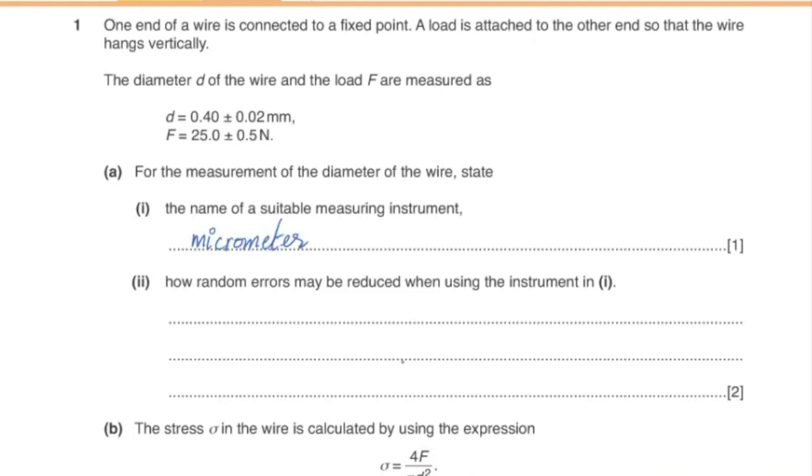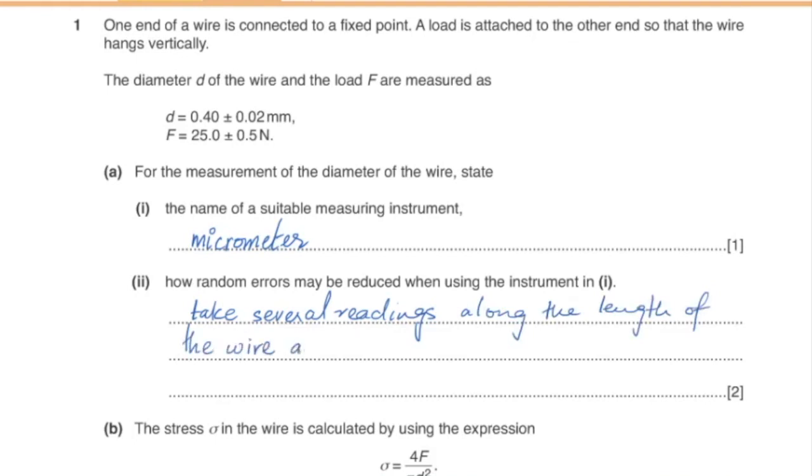Part 2, how random errors may be reduced when using the instrument in part 1. Okay, so zero error can't be in our answer since that causes systematic error. So what we can do is take several readings along the length of the wire and take the average of those readings.